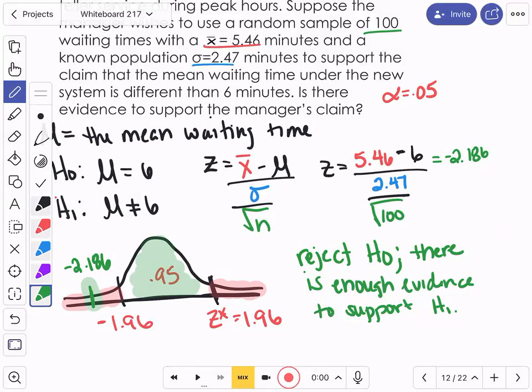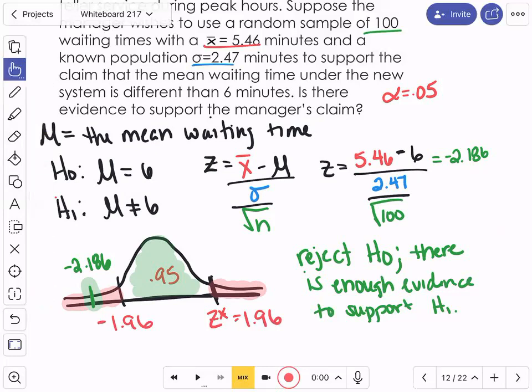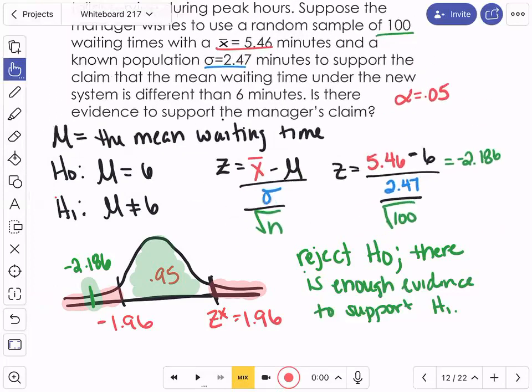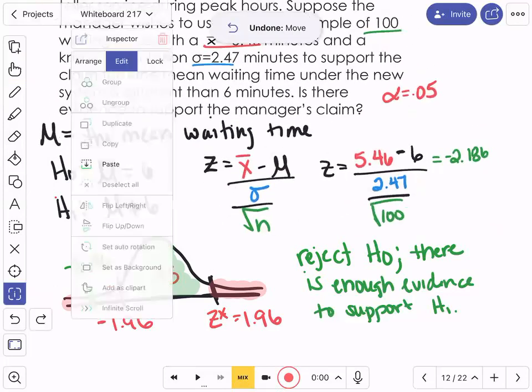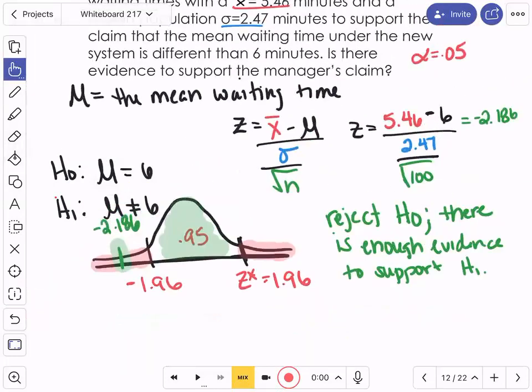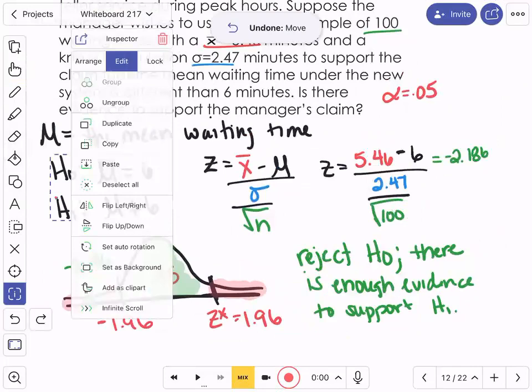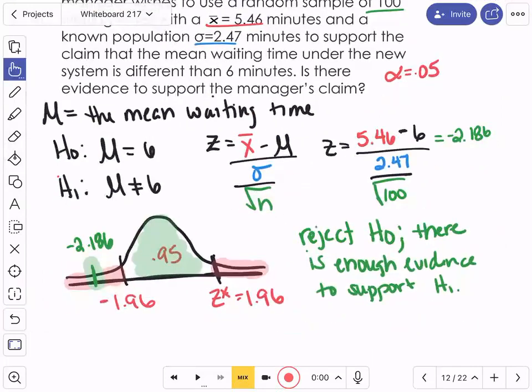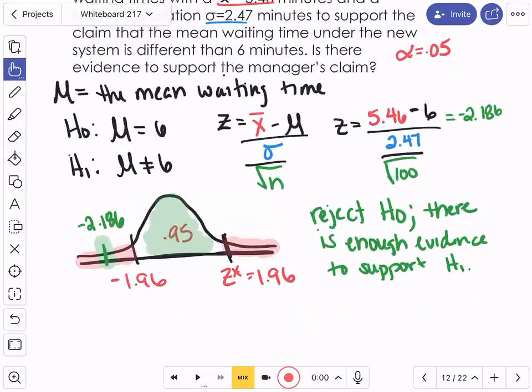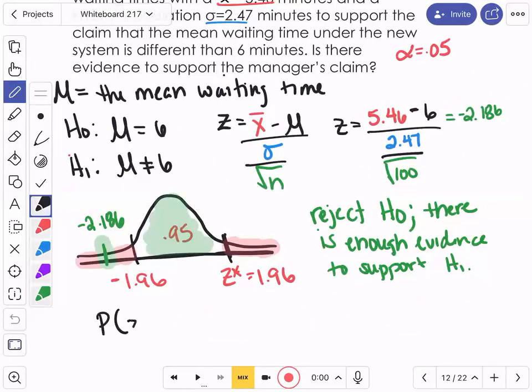Now, that's one way to do this. The second way to do it is to use the actual alpha value and run a test. Let me show you how to do it that way too. What we're going to do now is find a probability for that z-score. I want to find the probability of finding a z-score that's not equal to negative 2.186.